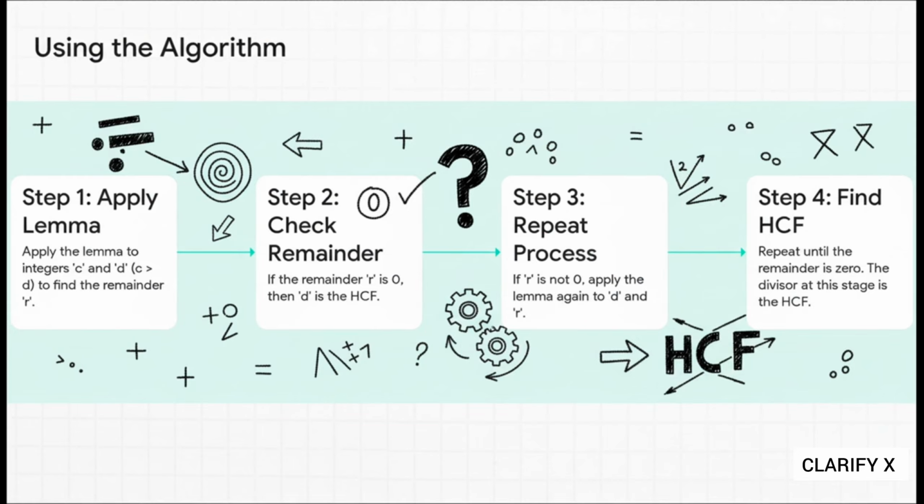So, how does it actually work? It's a simple process, really. You take the bigger number, divide it by the smaller one, and you look at the remainder. Now, if that remainder is 0, awesome. The smaller number is your HCF. You're done. But if the remainder isn't 0, you just do it again. This time, you use the divisor and the remainder. You just keep repeating this whole thing until you finally hit a remainder of 0. And that divisor you used in that last step, boom, that's your HCF.